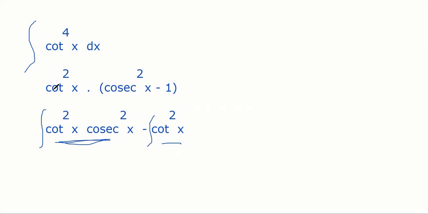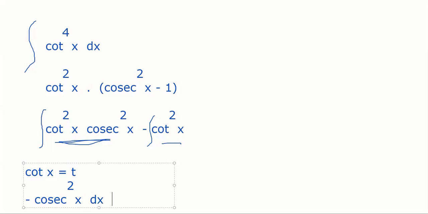What are we going to do? What can we do here? We can again assume, let cot x equal to t. Why do we always do it like this? Because we know that the differentiation of cot x is minus cosec square x, right? So when you differentiate, you get minus cosec square x dx equal to dt.